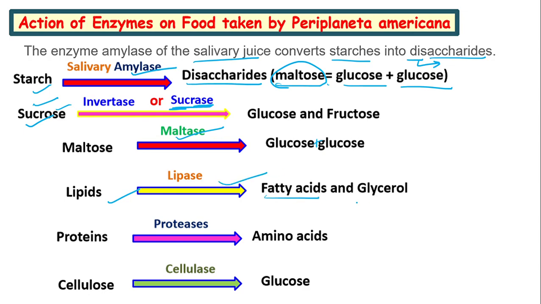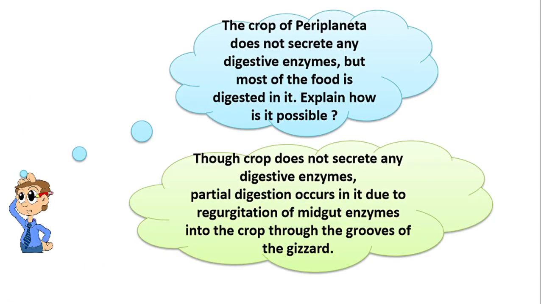Lipid is broken down by lipase into fatty acid and glycerol. Protein is broken down by protease into amino acids. Cellulose is broken down by cellulase. It is broken down into glucose.